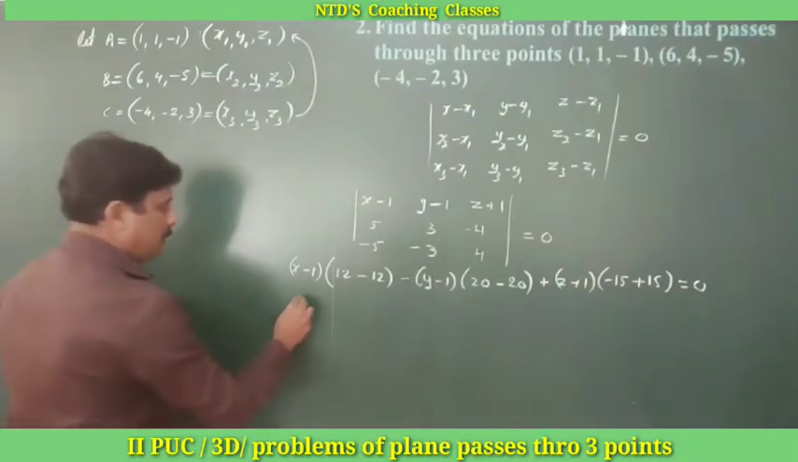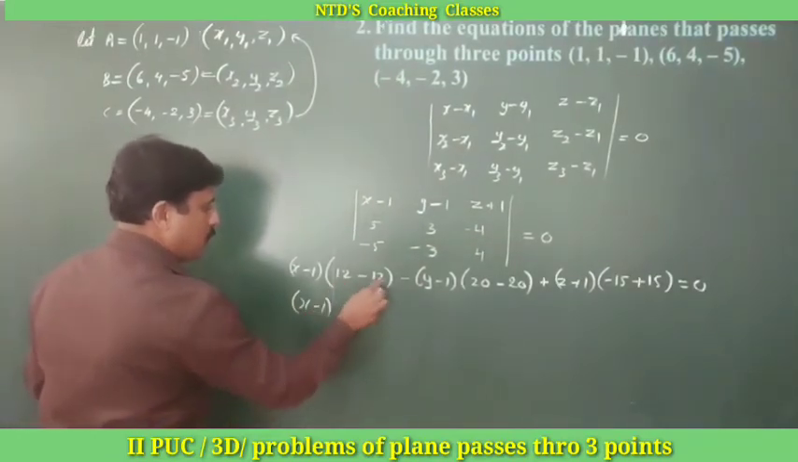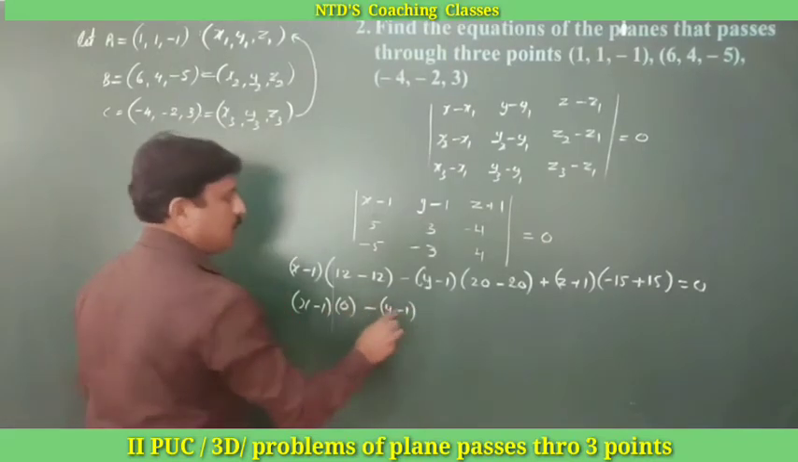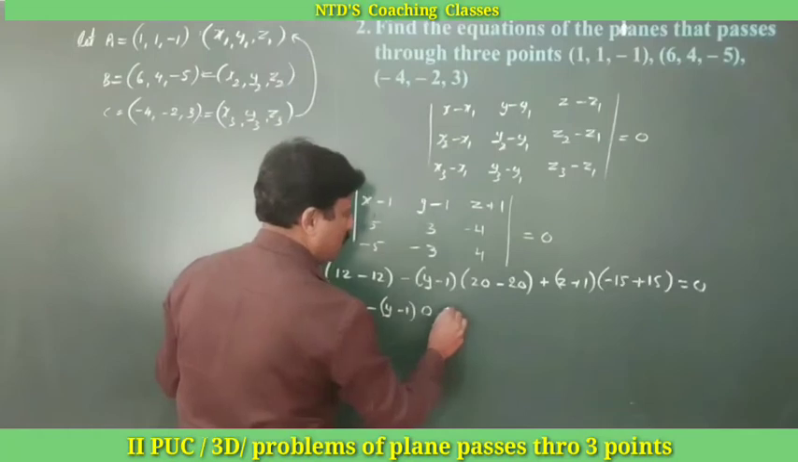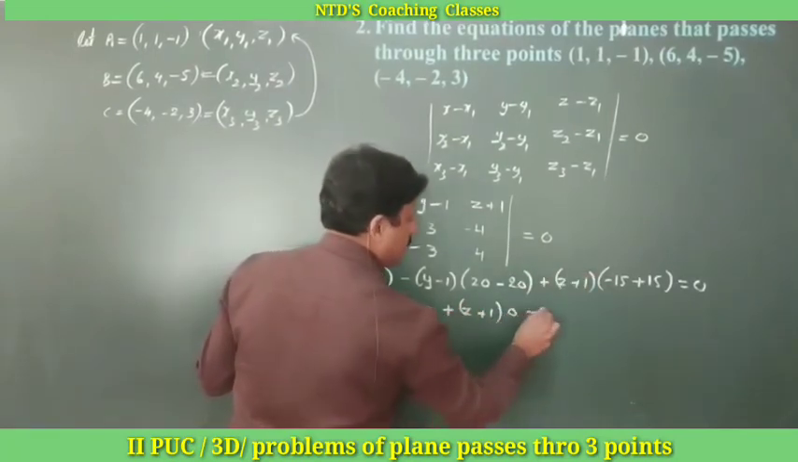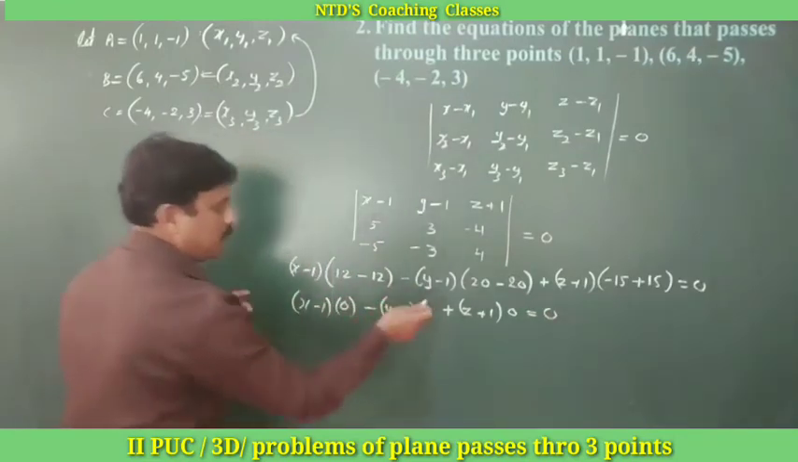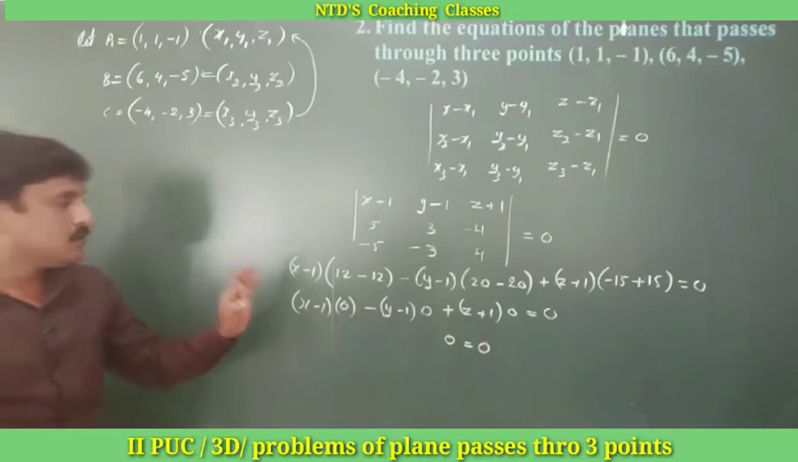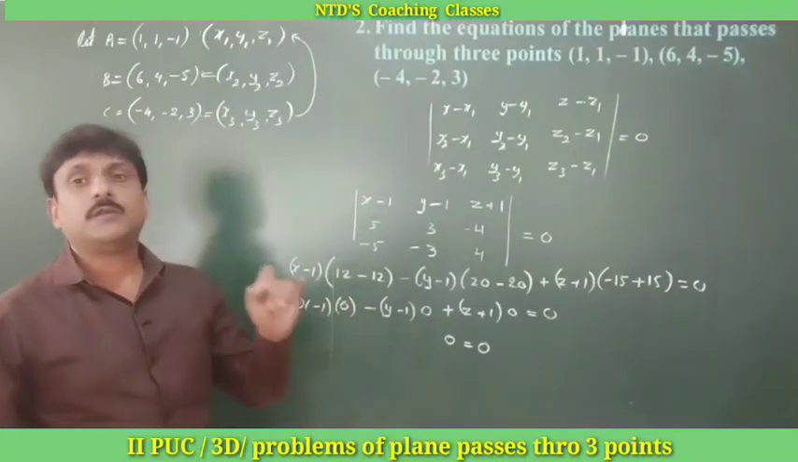What happens? x minus 1 into 12 minus 12, 0. Minus of y minus 1 into 20 minus 20, 0. Plus z plus 1 into minus 15 plus 15, 0. On simplification, we get 0 equals 0. This means there is no Cartesian form of equation.